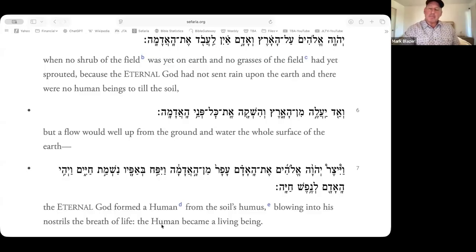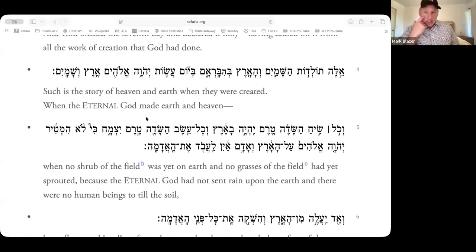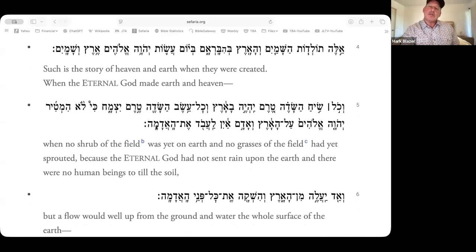Now, what of course is glaringly obvious here is that this story says that this is a story of how heaven and earth were created. And it says that when human beings were created in this version, there was no shrub, there was no grass on the earth. There's nothing else.